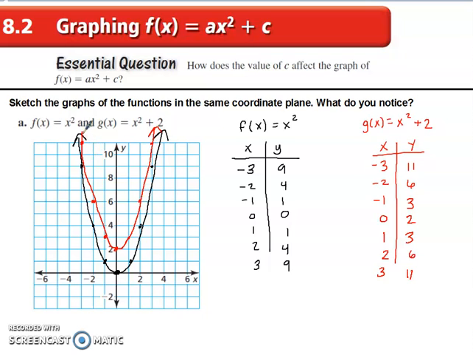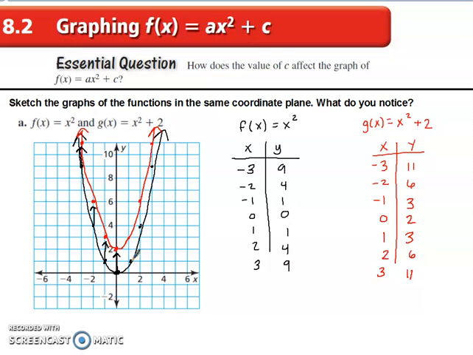Now, of course, my graph is far from perfect, but what happened is that all of these y values from the black graph were simply moved up 2 units. So instead of being at 0, now I'm at 2. This y value is 1. Now I'm up 2, and my y value is at 3. Here my y value is at 4, but we shifted it up 2 to get 6. Here it's at 9, but we moved it up 2 to get 11.